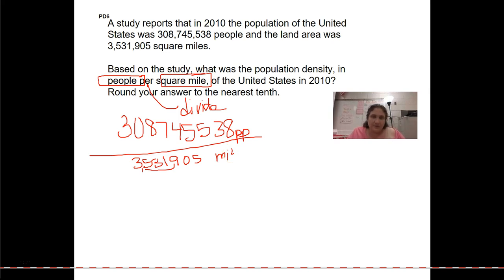308,745,538 divided by 3,531,905. And that gives us, it says to the nearest tenth, so it actually is 86.56. So because this number here is 5 or higher, we have to round up. So we're going to have 86.6 people per square mile, which doesn't sound like a whole lot, but if you think of like the vast mountains where there's hardly anyone living, it does make a whole lot of sense.